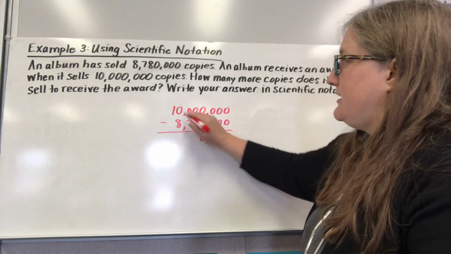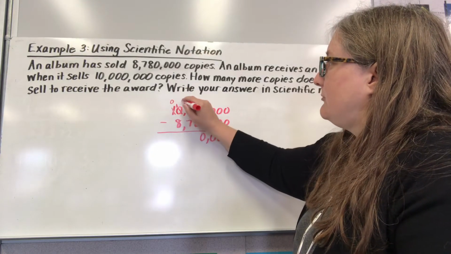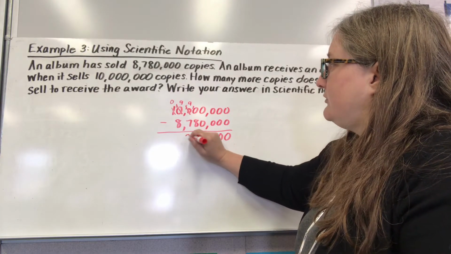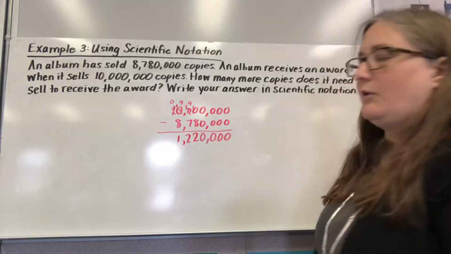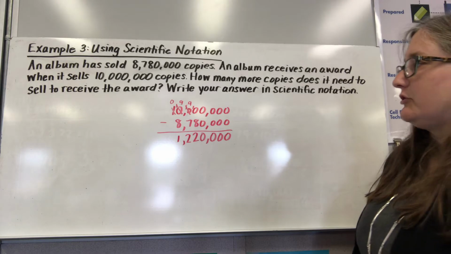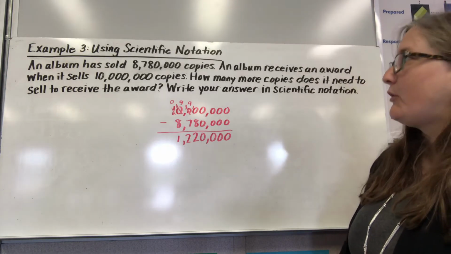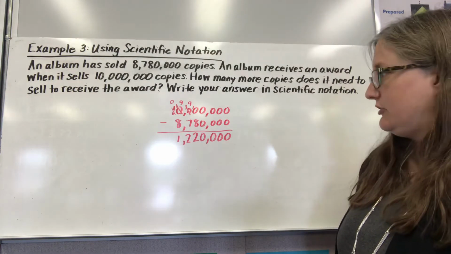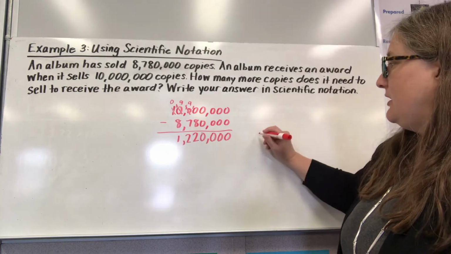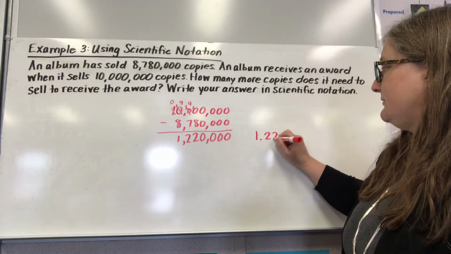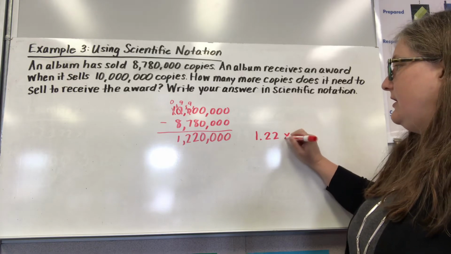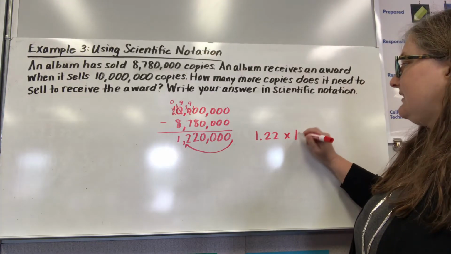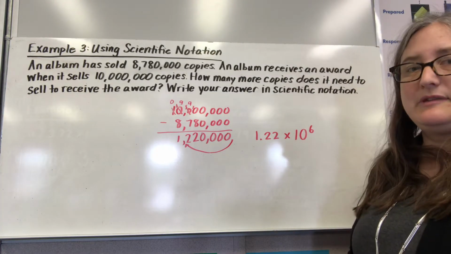Right here is the first time that I need to actually borrow to do my subtraction problem. 10 minus 8, 2, 9 minus 7, 2, 9 minus 8, 1. So we still need 1,220,000 copies to sell before they're going to receive an award. So we want to write this number in scientific notation. So the first non-zero digit is 1. So I'm going to write 1.22. I don't need all those zeros after my decimal there. The decimal would be at the end. It's moving to between the 1 and the 2, so it's moving 6 spots left. So times 10 to the 6th power.